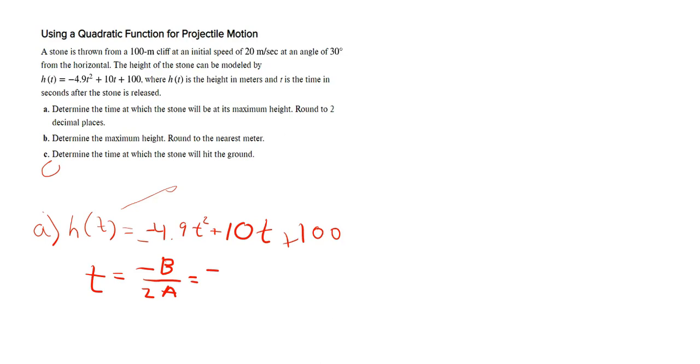Or in this case, minus 10 over 2 times negative 4.9. And rounded to 2 decimal places, we get time is equal to 1.02 seconds.